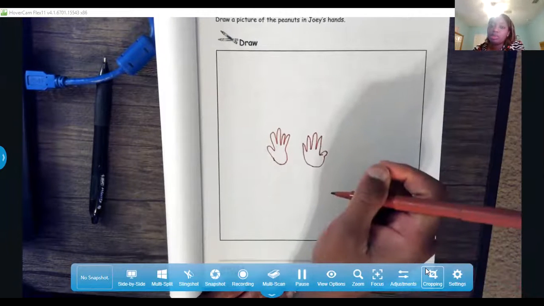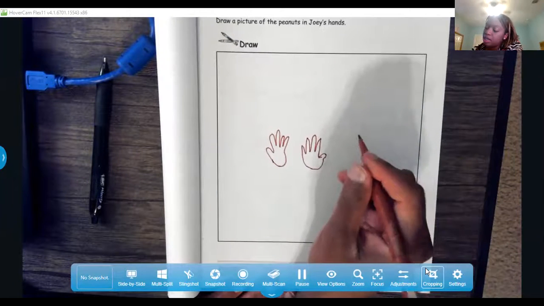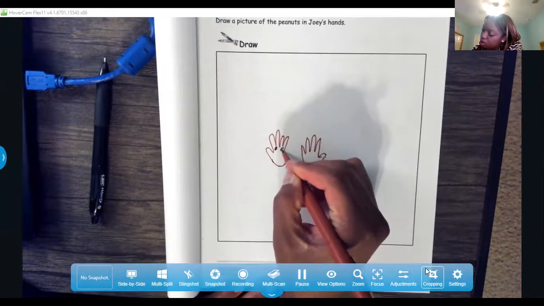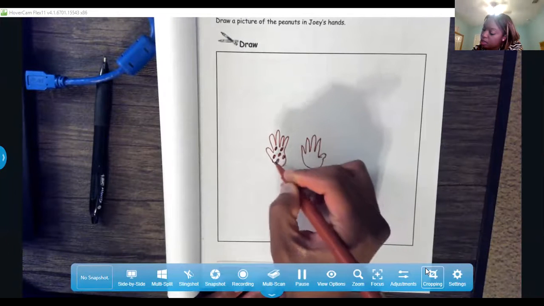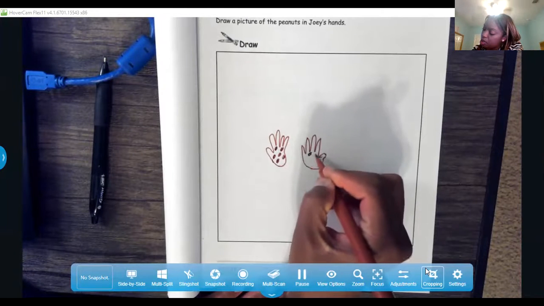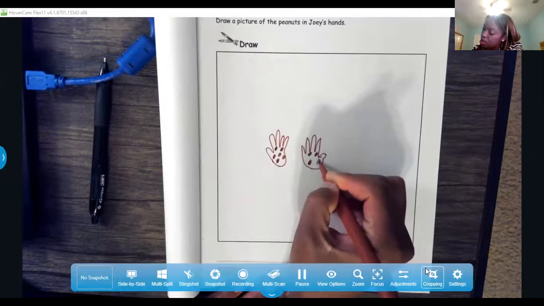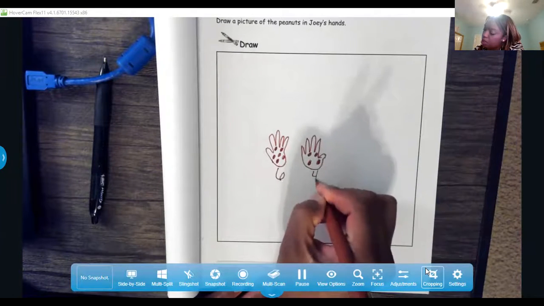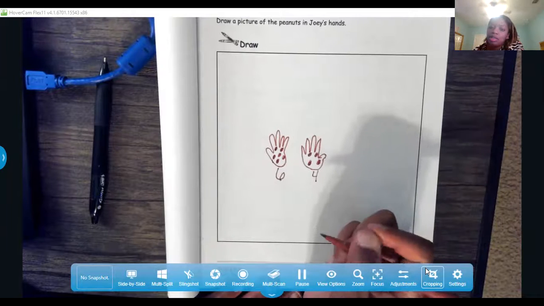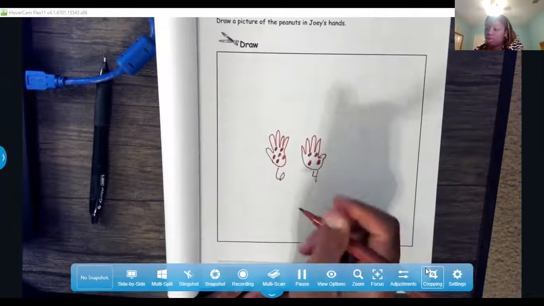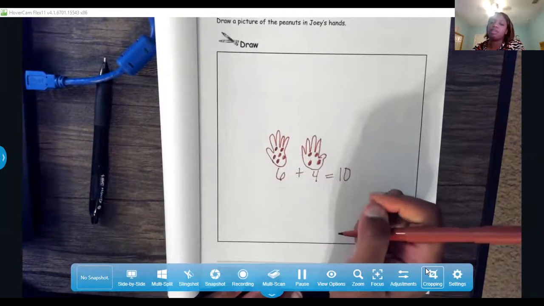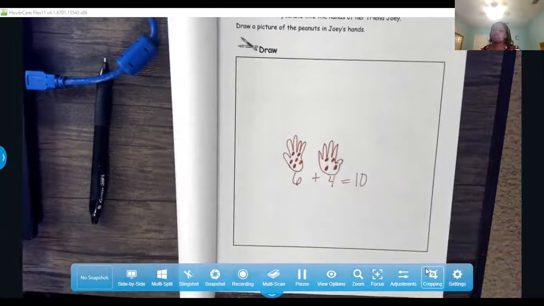Okay, I have 2 hands, and I need to put 10 peanuts into the hands. So I'm going to do 1, 2, 3, 4, 5, 6. Then I'm going to do 7, 8, 9, 10. So I have 6 peanuts here and 4 here. Because I want to be a little extra, I'm going to turn that into an addition problem. So I'm going to add a plus, an equal, and I have a total of 10. Check your work to see if that's what you got.